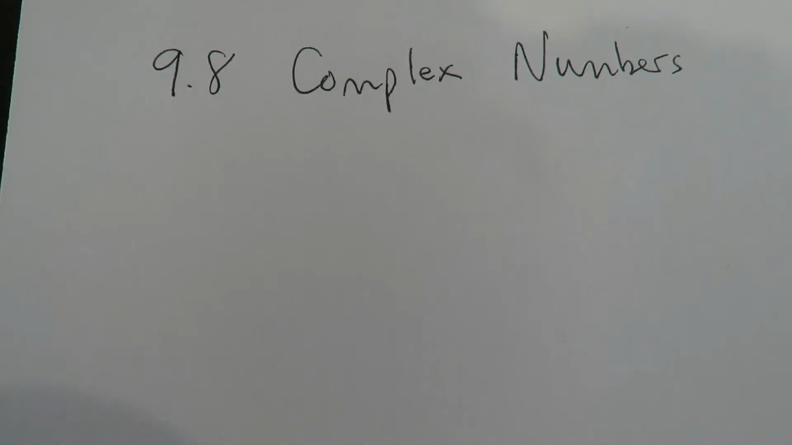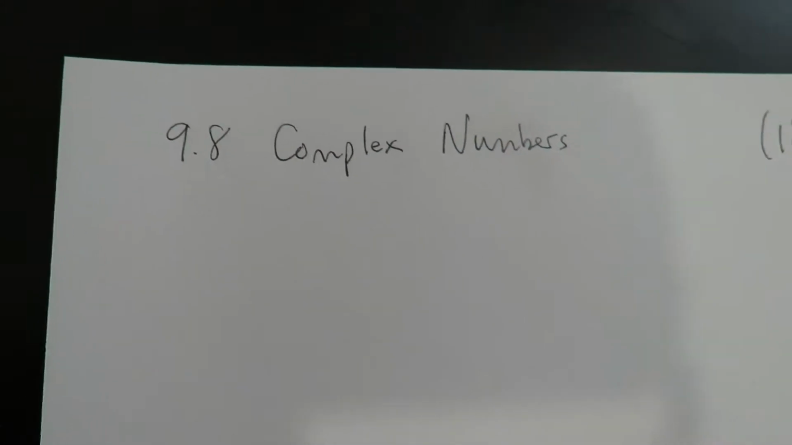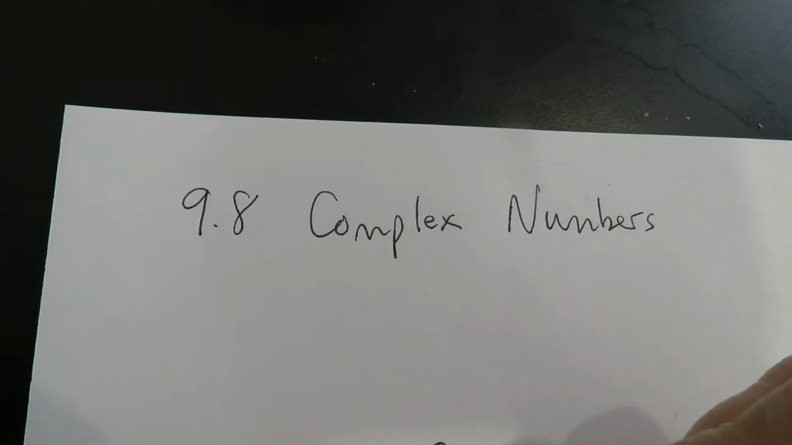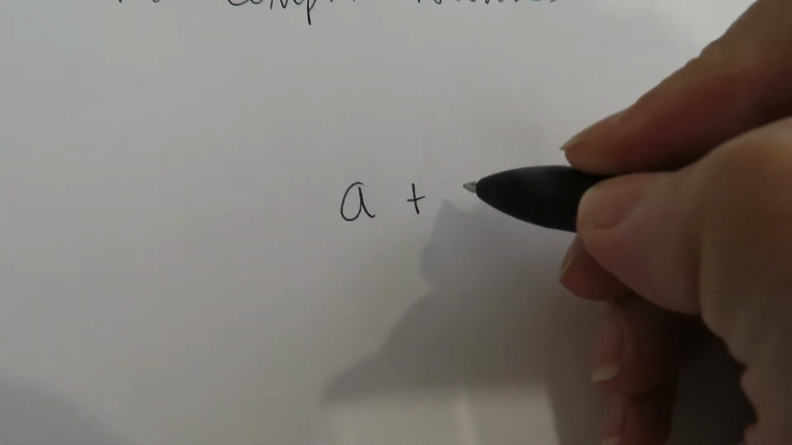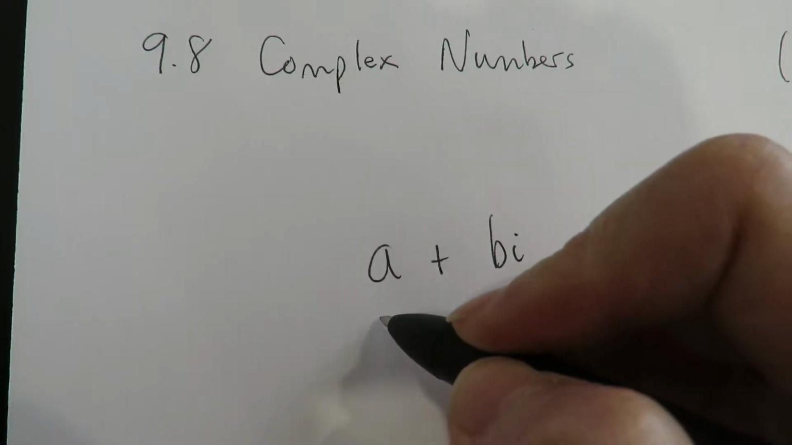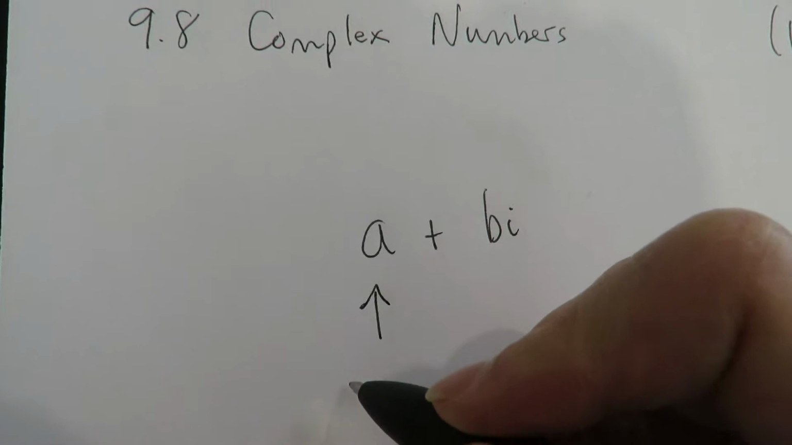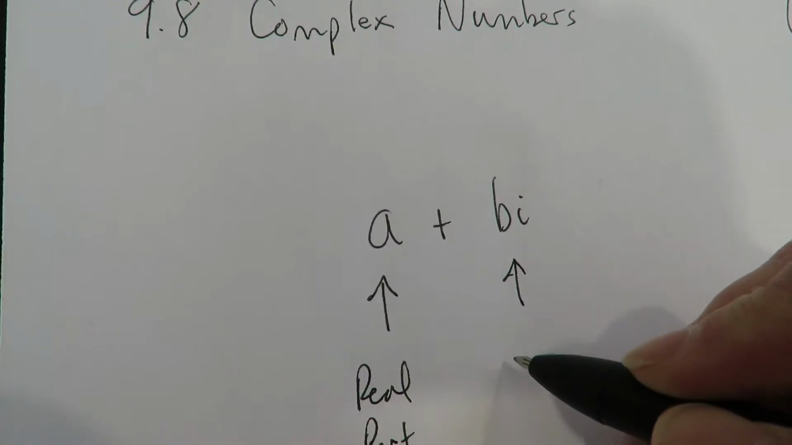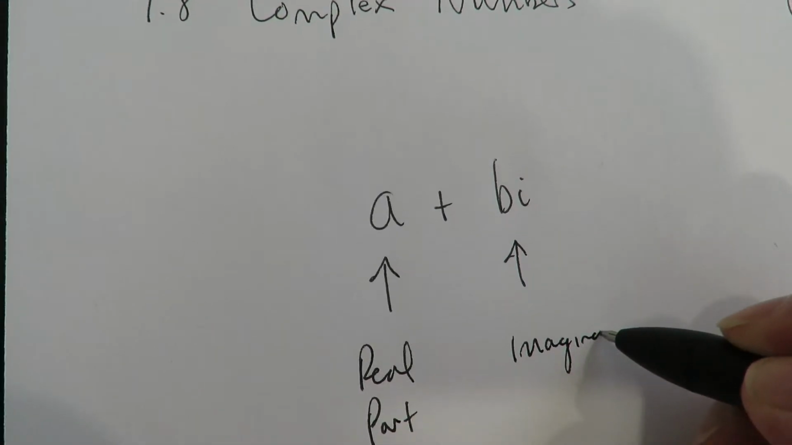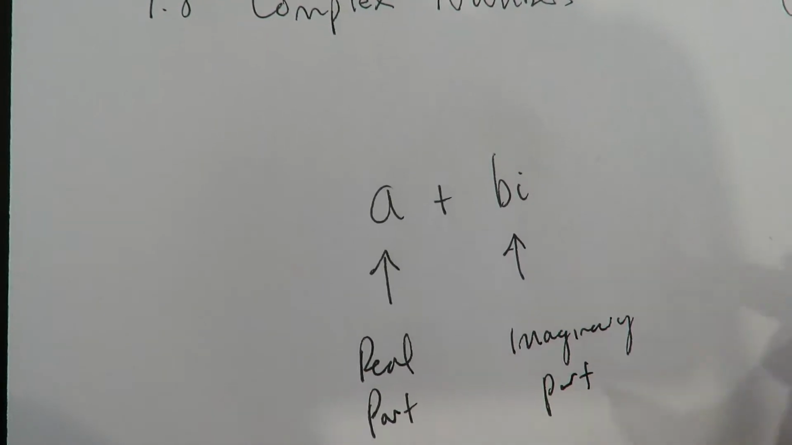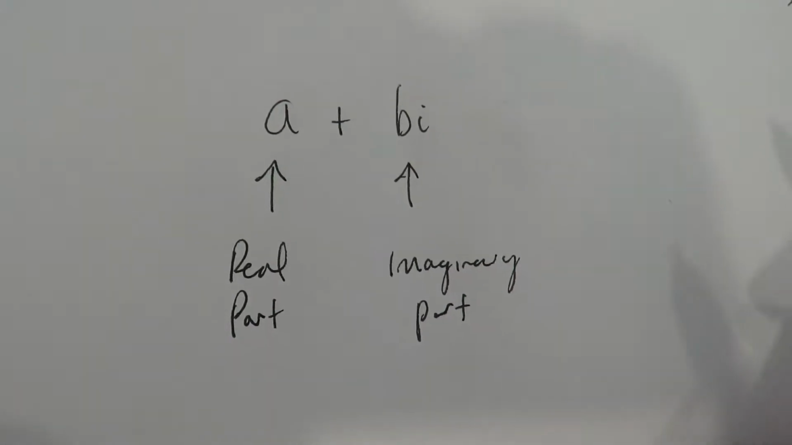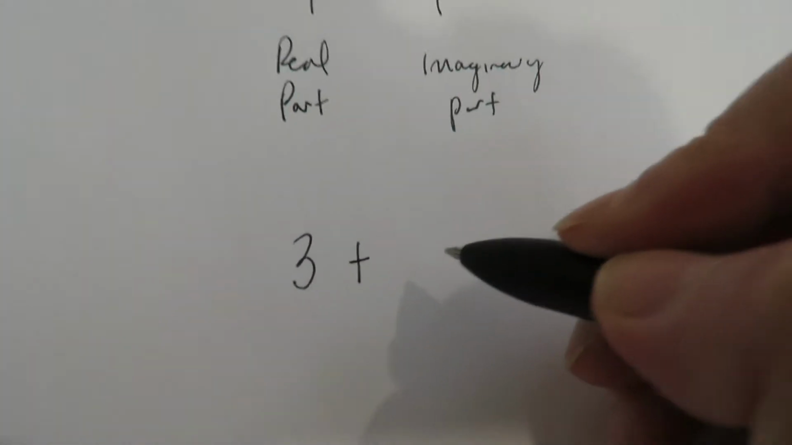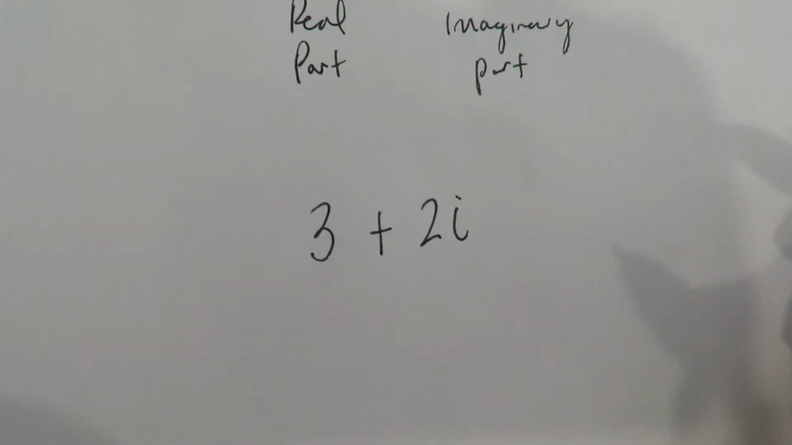Okay, we're going to start today with 9.8. 9.8 is complex numbers. So a complex number is of the form a plus bi. We call a the real part and b the imaginary part. An example of what a complex number could look like is 3 plus 2i. Okay?